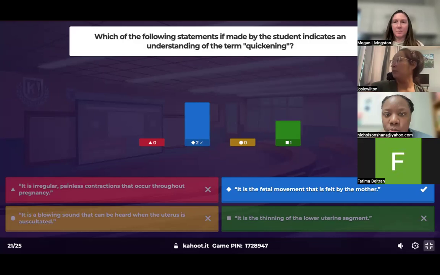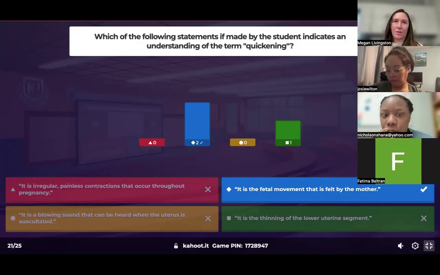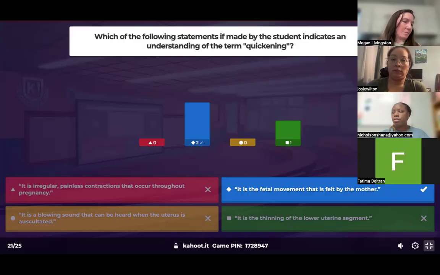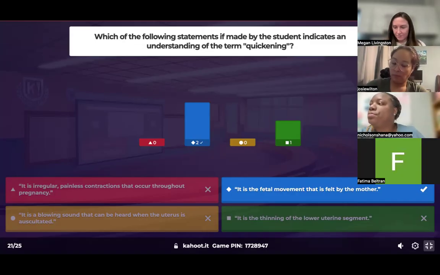The blowing sound that can be heard when the uterus is auscultated is sometimes like fetal movement. If you're listening to a baby's heart rate and you hear whooshing sounds, that's sometimes fetal movement, or also just amniotic fluid and pressure. The fetal movement felt by mom is quickening, and then the thinning of the lower uterine segment. What would that be?